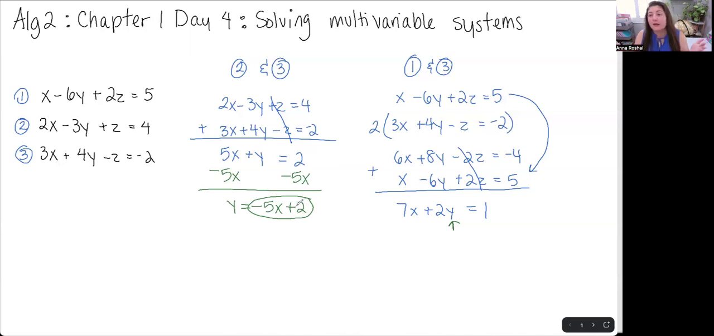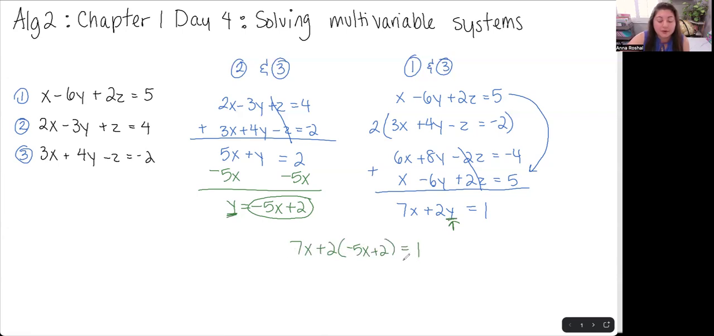Now, if you're like, wait, but I tried this and it totally got me the right answer, that's not wrong. It's just not as efficient, or it's not as comfortable for me as it is for you, okay? It's not wrong. It's just a different method. Okay. So now I'm going to have this 7x plus 2y, and I'm going to insert this -5x plus 2 in place of the y that's here, equals 1.